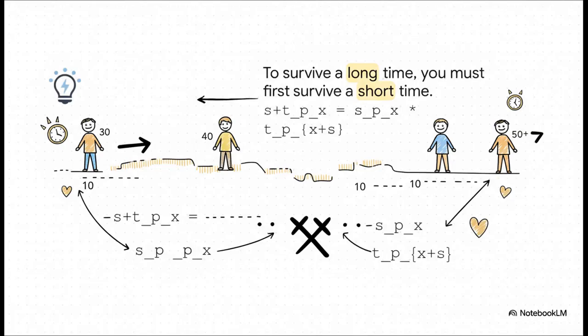And a really core idea here is something called the consistency condition, which honestly is just common sense wrapped up in math. It just says that to survive a long time, you have to survive all the short times that come first. It makes perfect sense, right? So the chance of a 30-year-old living for another 20 years is just the chance they survive the first 10 years, multiplied by the chance that now as a 40-year-old, they survive the next 10 years.